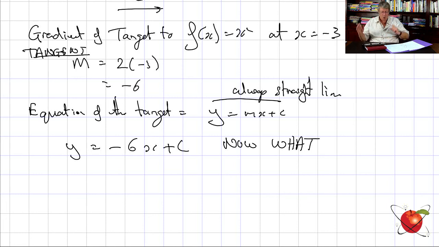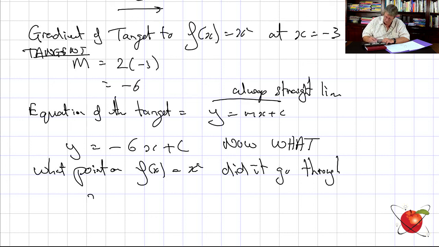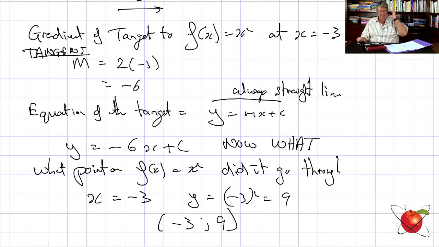Just remember, what point did it go through? What point on f of x equals x squared did it go through? It went through the point x equals minus 3. Therefore, y is going to be minus 3 squared, which is going to be equal to 9. Therefore, it went through minus 3 and 9. Whenever you are given an x or a y value of the original function, you work out the corresponding one. And that then gives you your point through which it goes.